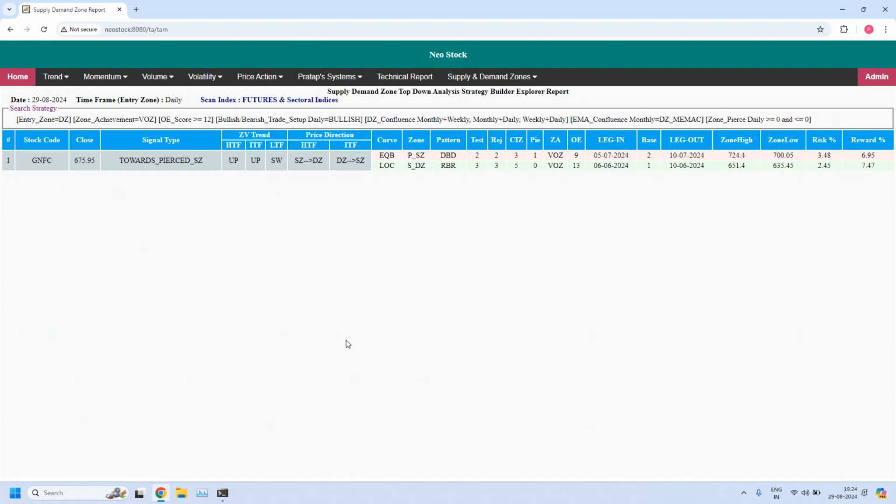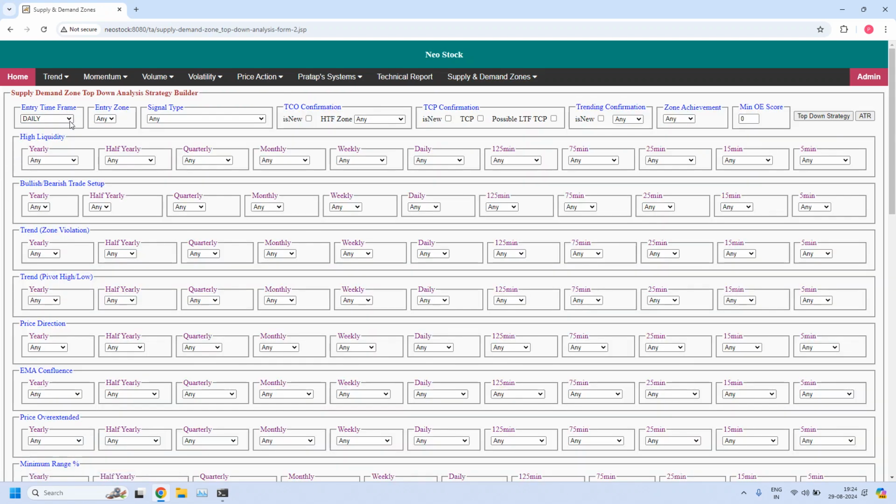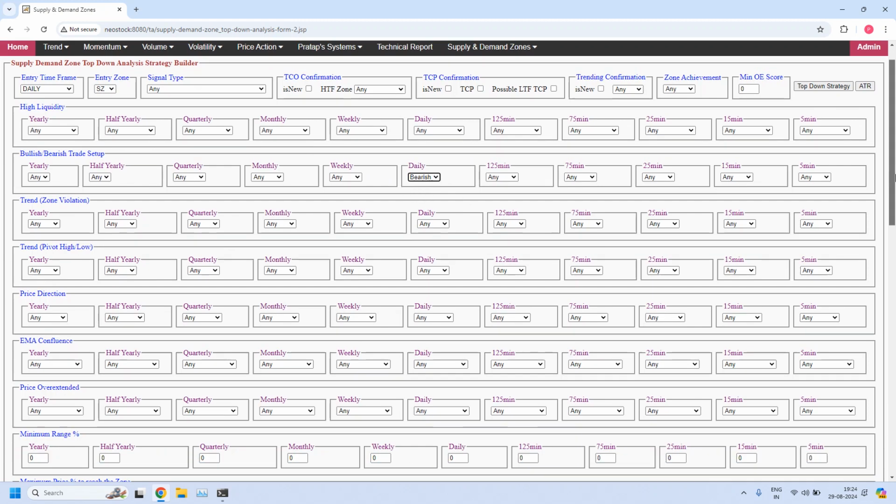And the next report is bearish trade setup for monthly income trade. So entry time frame is daily. Entry zone should be supply zone. And in bullish or bearish trade setup at daily time frame, I am selecting the value bearish. And this daily supply zone should not be pierced.